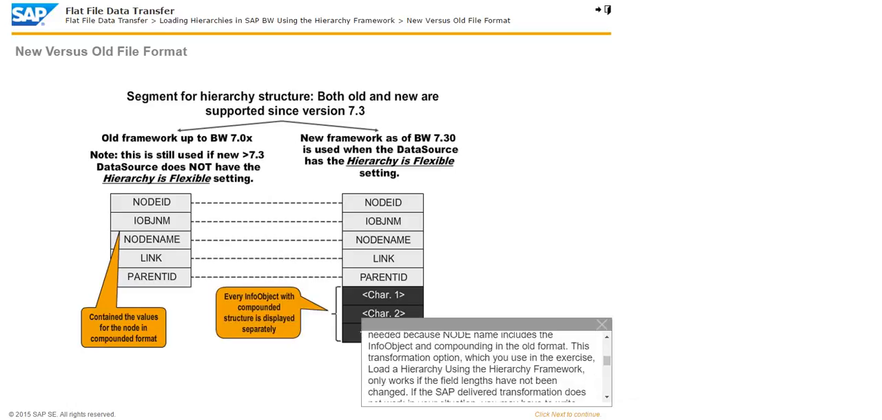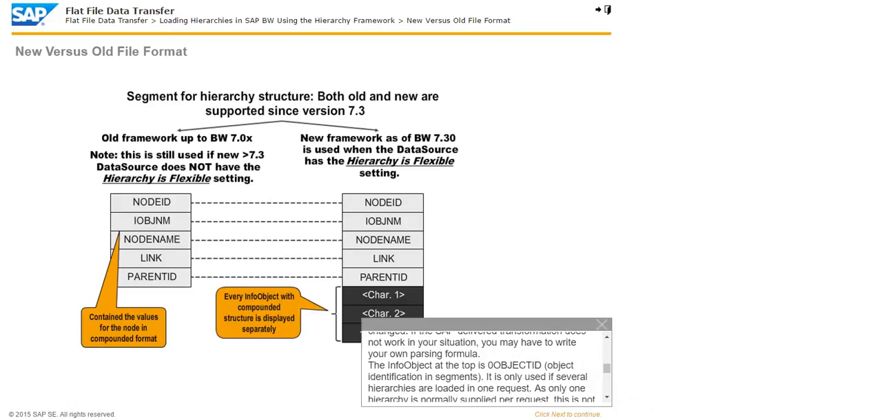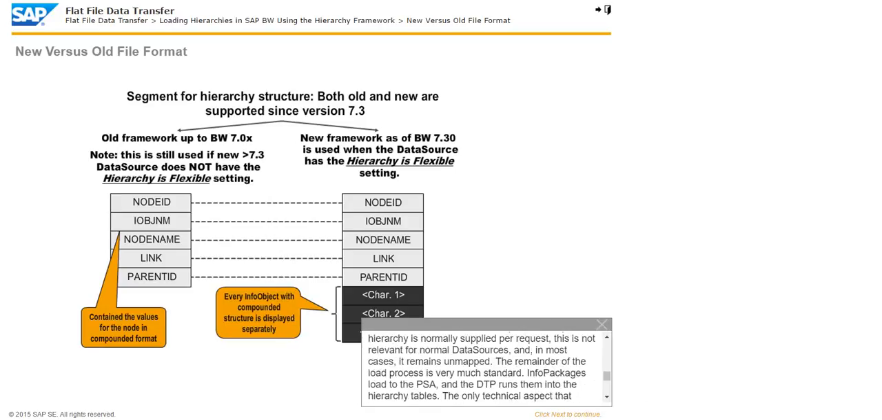The info object at the top is 0OBJECT-ID, that is, Object Identification in Segments. It is only used if several hierarchies are loaded in one request. As only one hierarchy is normally supplied per request, this is not relevant for normal data sources, and in most cases, it remains unmapped. The remainder of the load process is very much standard.